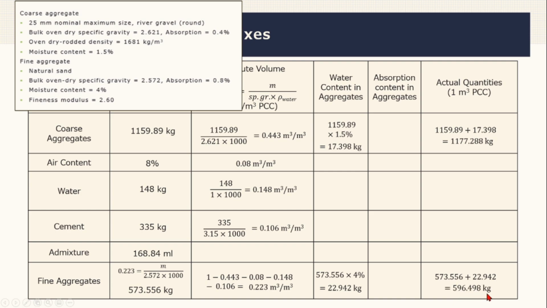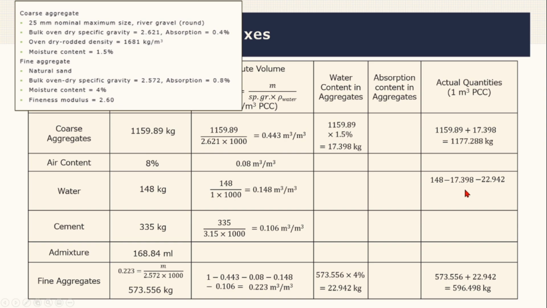596.498 kilogram. Now, this water content present in the aggregates will be subtracted from the amount of water calculated, which is 148, to prevent the concrete bleeding or applying excessive water. Thus, we have 148 minus 17.398 minus 22.942. This equation is not yet final.